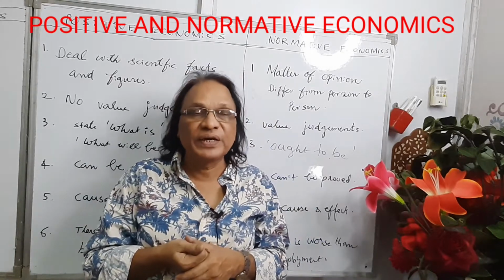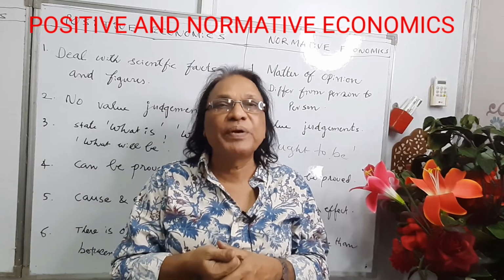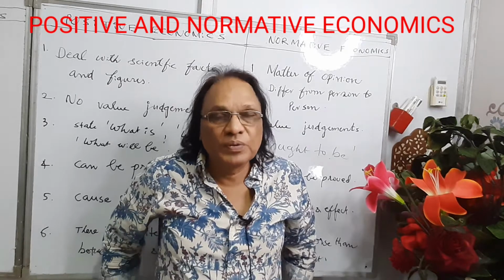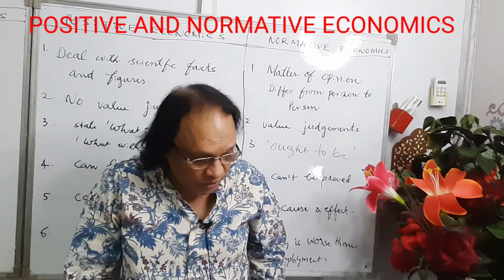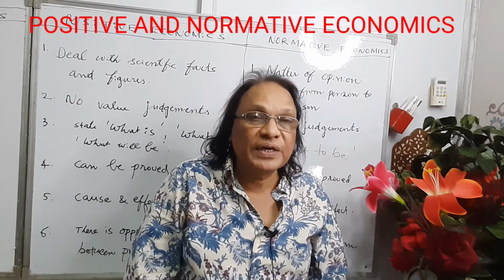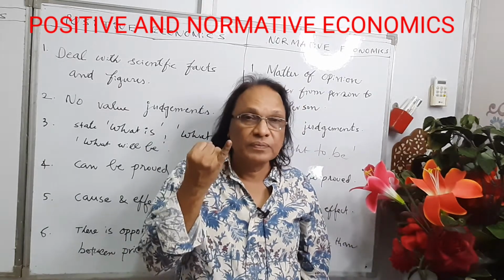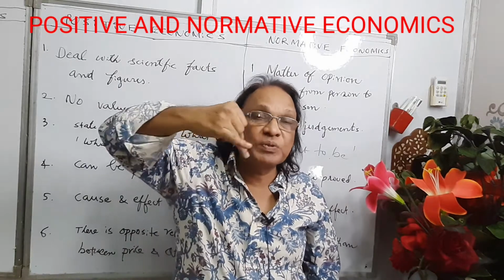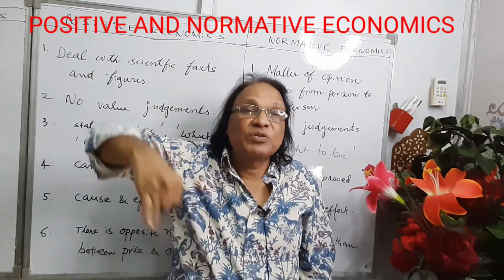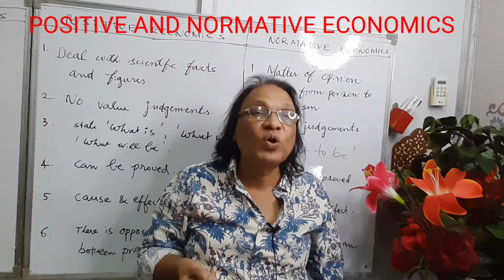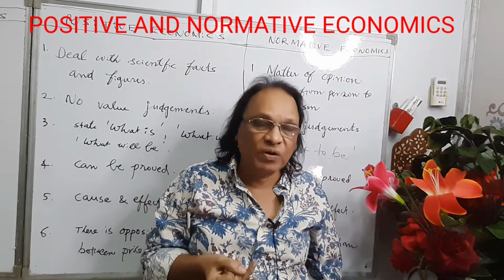Positive economics, any economic statements you can make. I'll give you some examples of positive economics. We can say there is an opposite relationship between price and quantity demanded. There is a direct relationship between price and quantity supplied. If the prices are going up, the producers or the sellers are willing to supply more. Obviously, they get more profits.